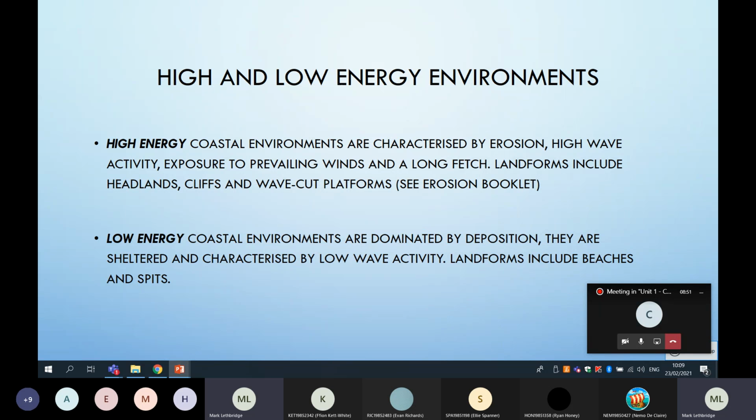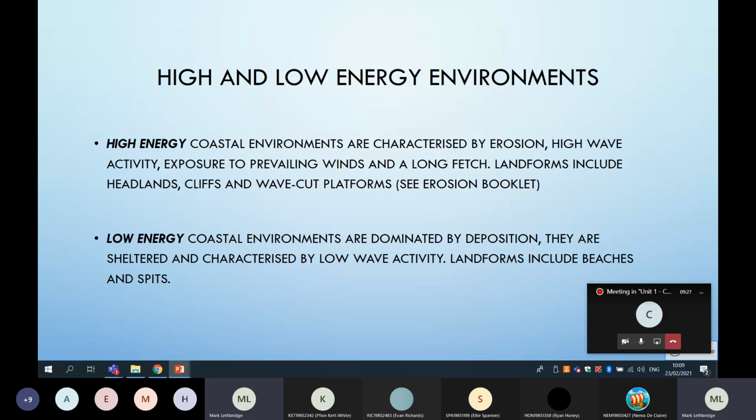I brought it up in the last booklet briefly, but just as a little recap of what we've done, high energy environments are those that are big and exposed to wind and waves and fetch distances, and where we get a lot of the erosional landforms that we've seen so far in the second booklet. So things like headlands, wave cut platforms and caves, arches, stacks and stumps, those types of features being formed. And as we mentioned, our low energy environments are those that are sheltered.